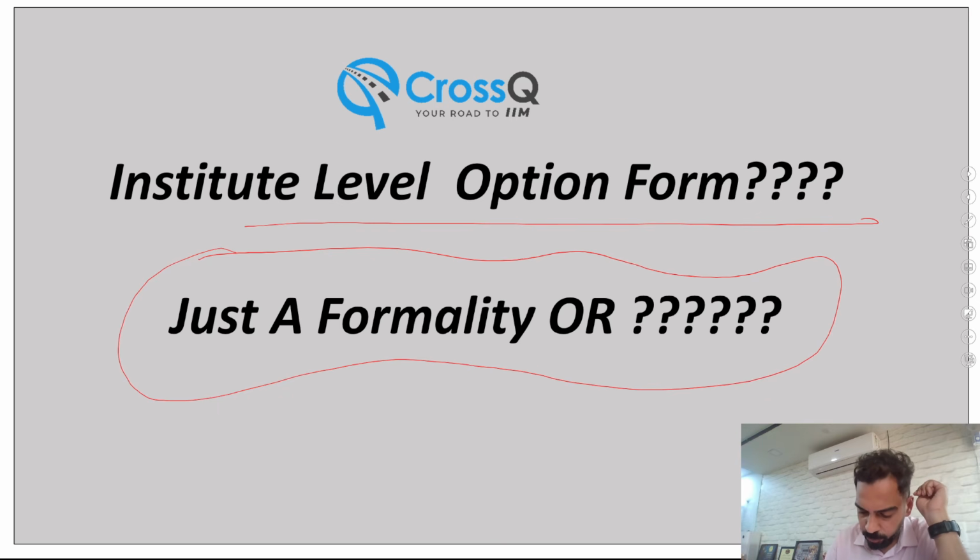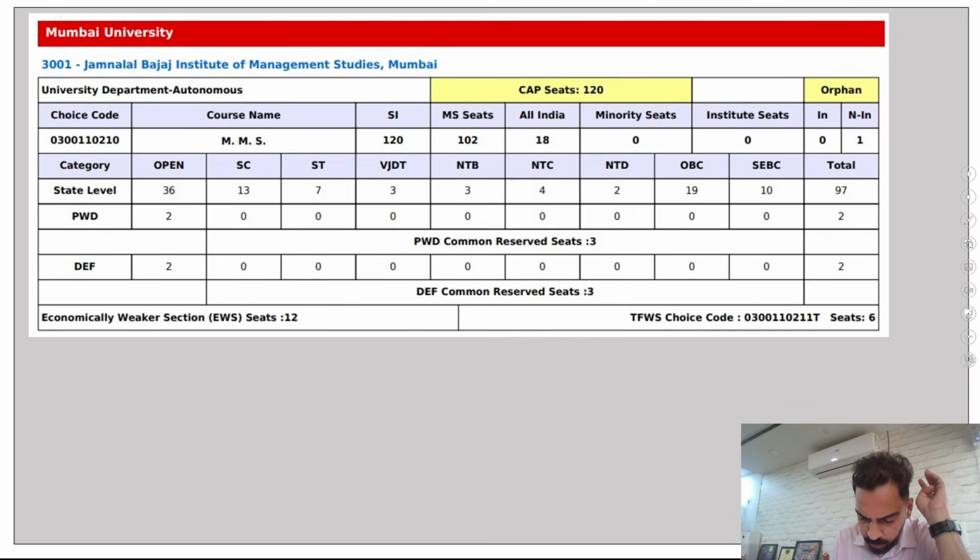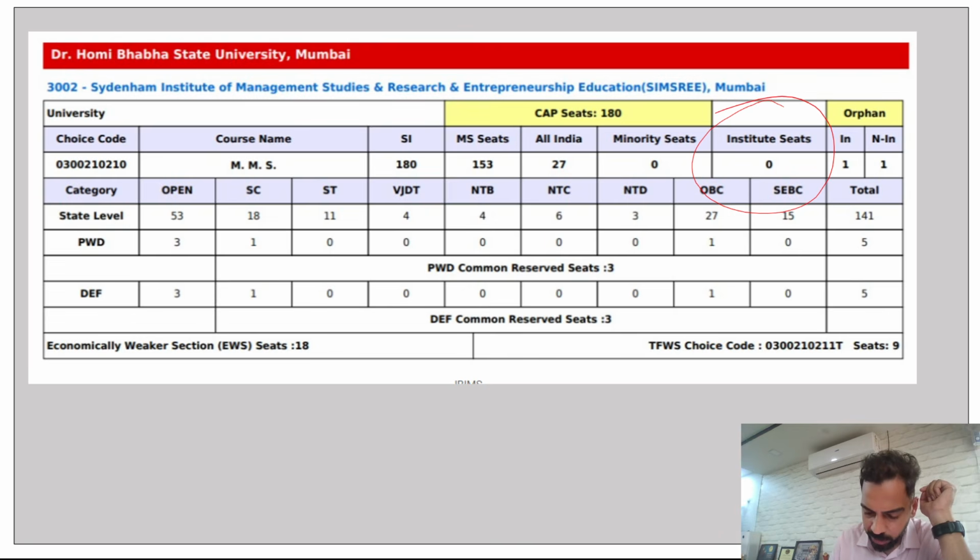Let's start. Before we move ahead, you have to understand the types of seats in the seat matrix so that you understand what is happening and what is not. Let me explain. If you look at the JBIMS seat matrix, institute seats is 0. There are no institute level quota seats. Again, I'm saying listen till the end, do not skip. Institute seats are 0. Similarly for Sydenham, institute seats are 0. Even for Welingkar and PUMBA, the institute seats are 0.